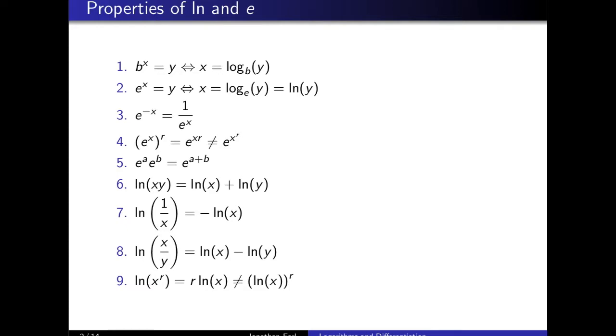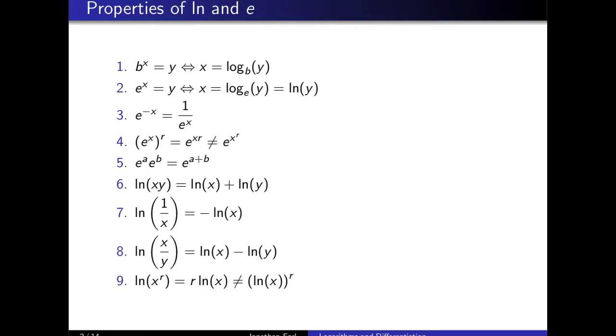So remember that e to the minus x is 1 over e to the x. That's not minus e to the x or something else like that. If we have e to the x and then that's raised to the r, that is e to the x times r, which is different from the tower function e to the x and then raise that to the r. If we have bases raised to a power, we can add the powers. So e to the a times e to the b is e to the a plus b.